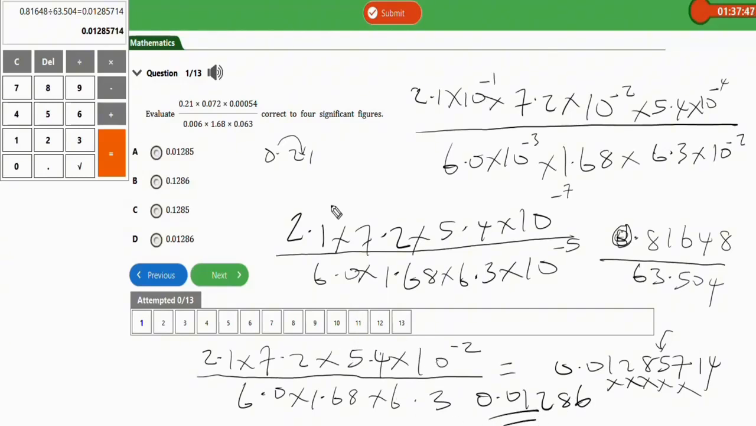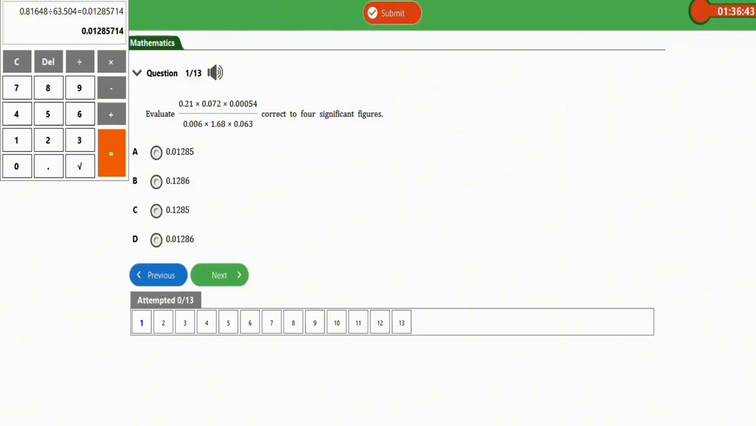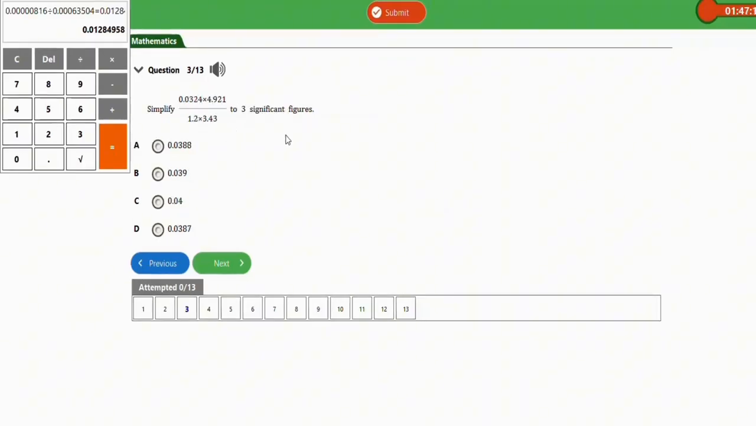So it's as easy as this. So that's it for this question. Now let's wipe this and solve the next question. Alright, now for the next question, we are given this, I'll simplify to 3 significant figures.